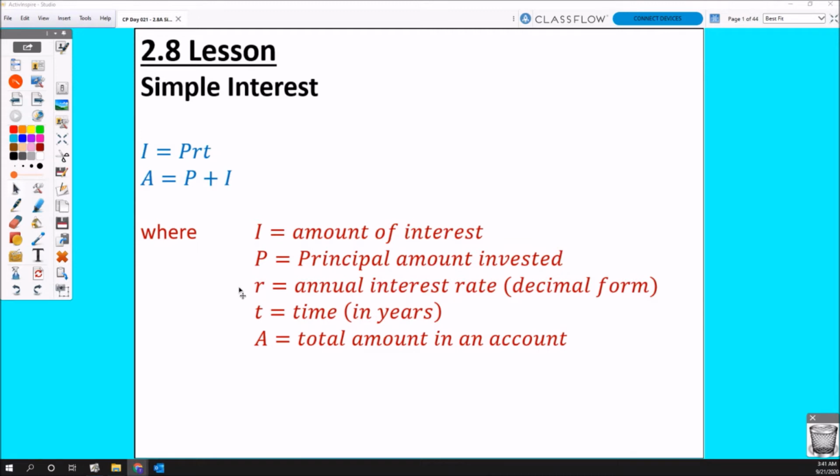R is the annual interest rate in decimal form. So you'll be given the interest rate in percentage form, and you just have to convert it into decimal form, which we will see in the following examples. T is time, which is given in years, or you have to write it in years. A is the total amount in an account, and you will find A after you determine the interest amount and then combine it with the principal amount.